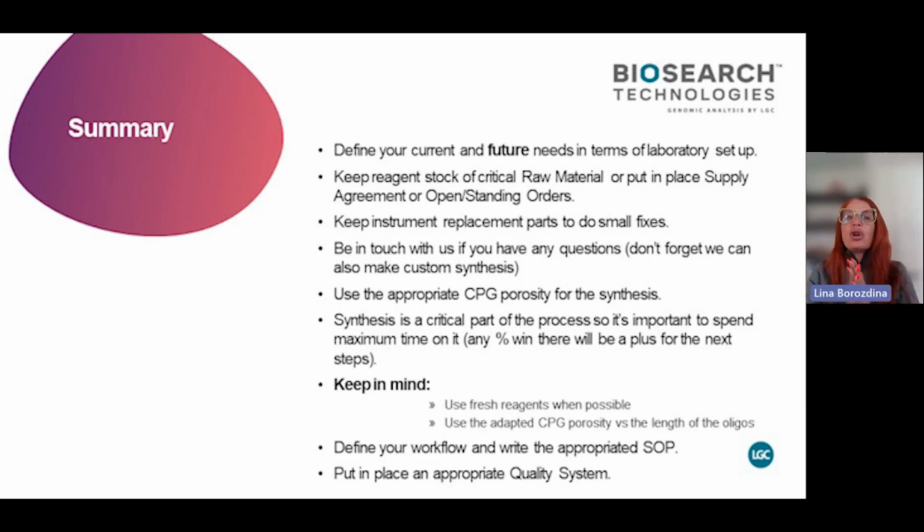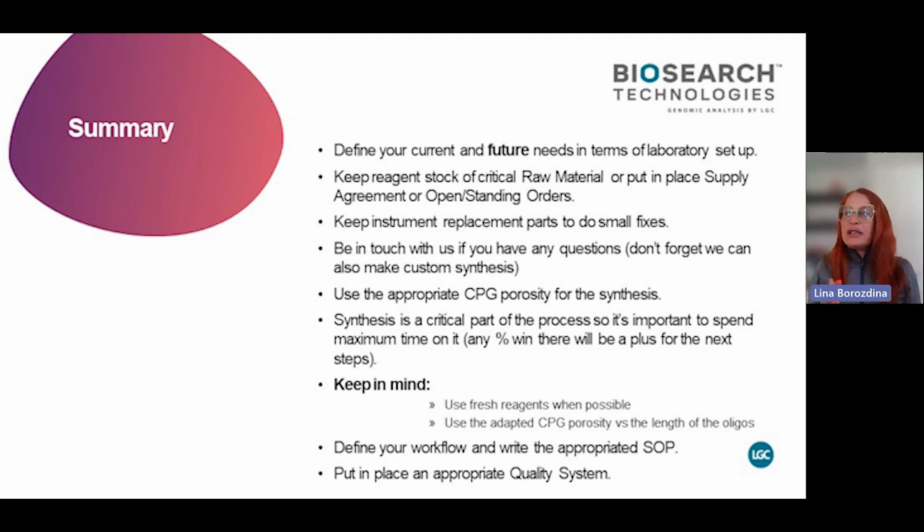So, as I say, for your future needs in terms of laboratory setup and what kind of chemistry you're going to be doing, here is a little advice that I used to use in the lab: keep reagents of critical raw materials, place supply agreements, open standing orders. At least have 3 months supply if your storage allows for critical components, and keep reordering at the 2 month mark, because in the past 3 years we had so much supply chain issues worldwide, delivery wise, production wise, etc.